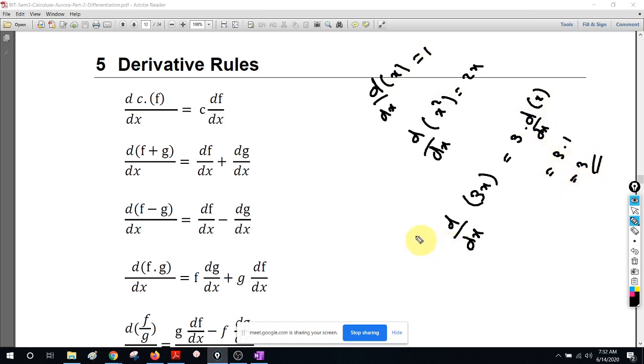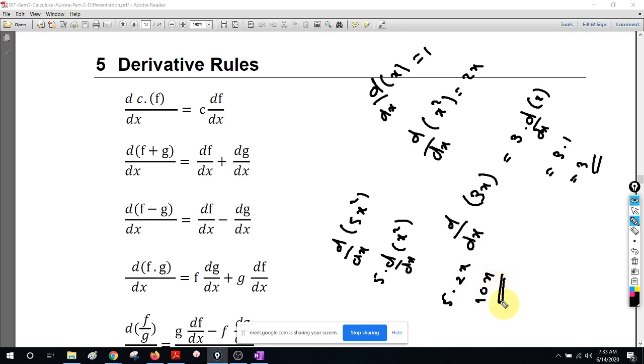therefore the answer is 3 times 1, which is 3, right? Similarly, if you have something like d by dx of 5x squared, it's a constant again, so you can take it out: 5 times d by dx of x squared. We know that d by dx of x squared is 2x, so 5 times 2x, which is 10x. That is how you apply this rule. So if you have a constant, you can just take it out. That is the first rule, right? We are not going to do the proof because it's beyond your syllabus, so you can just use these things.